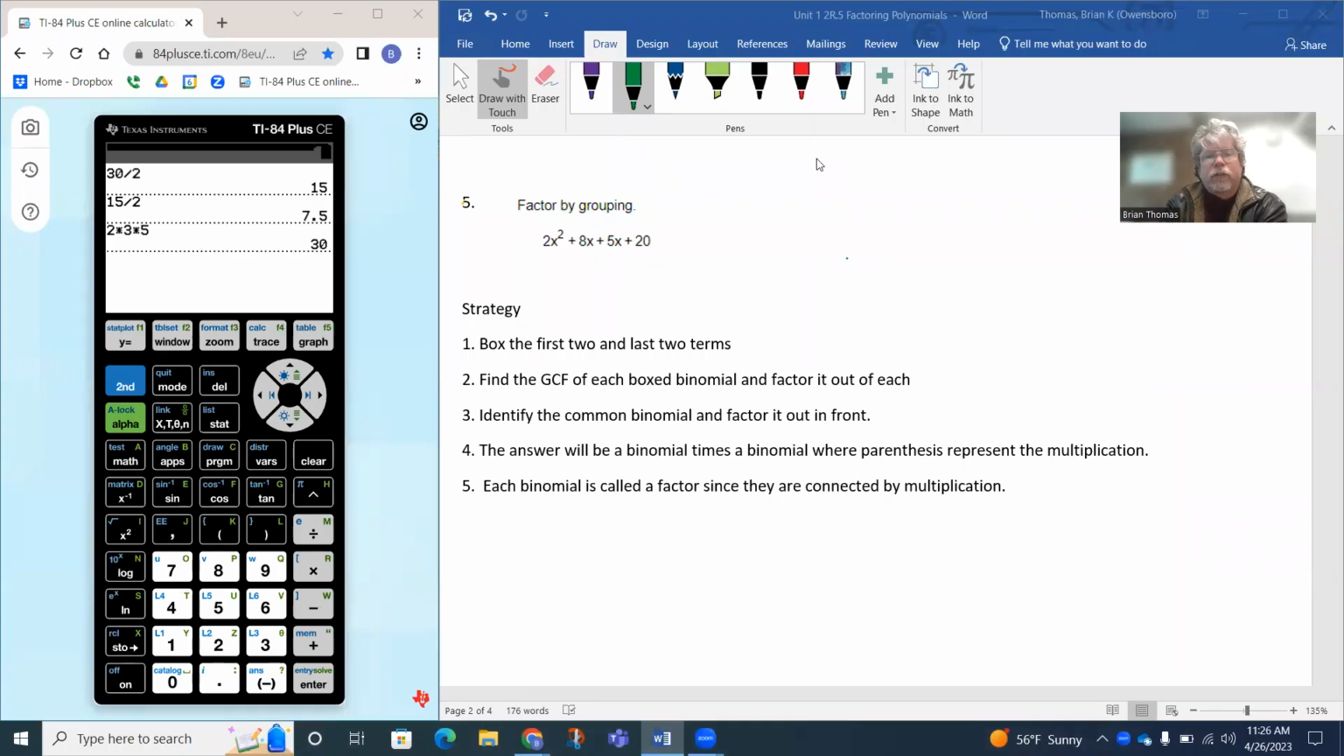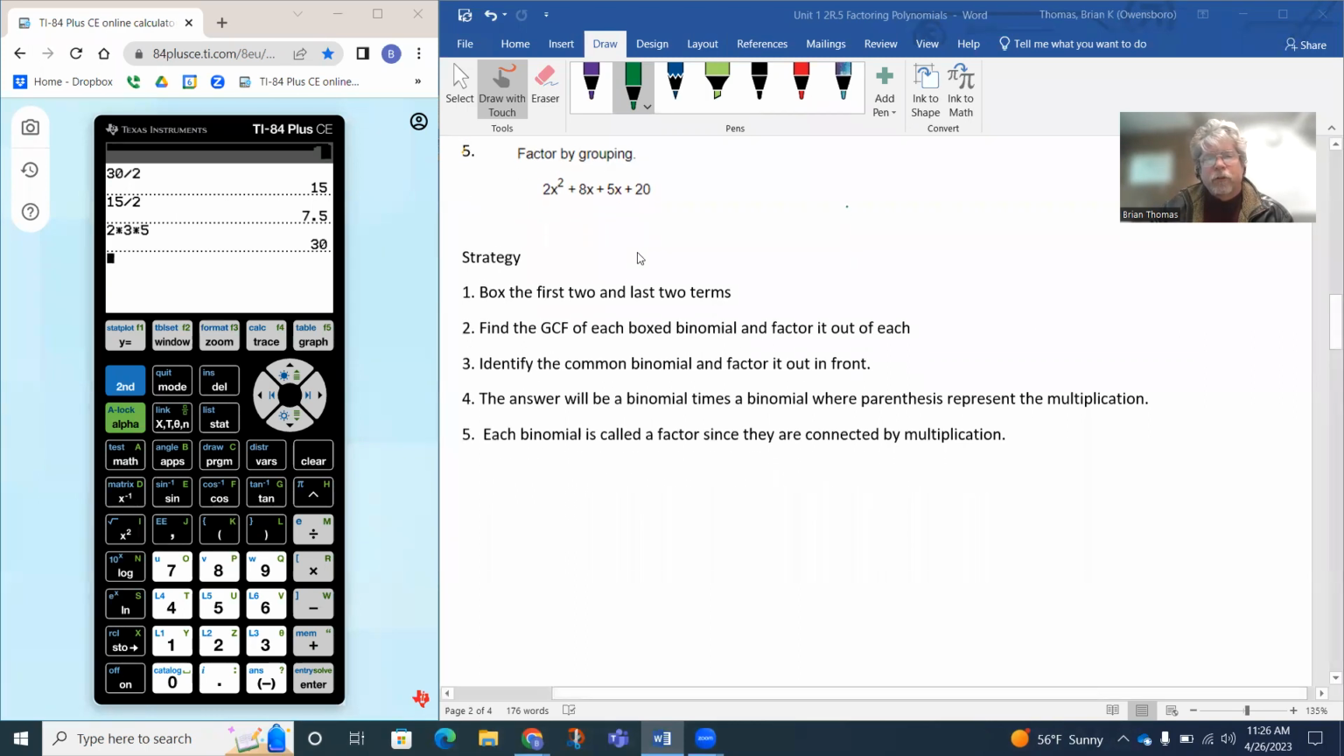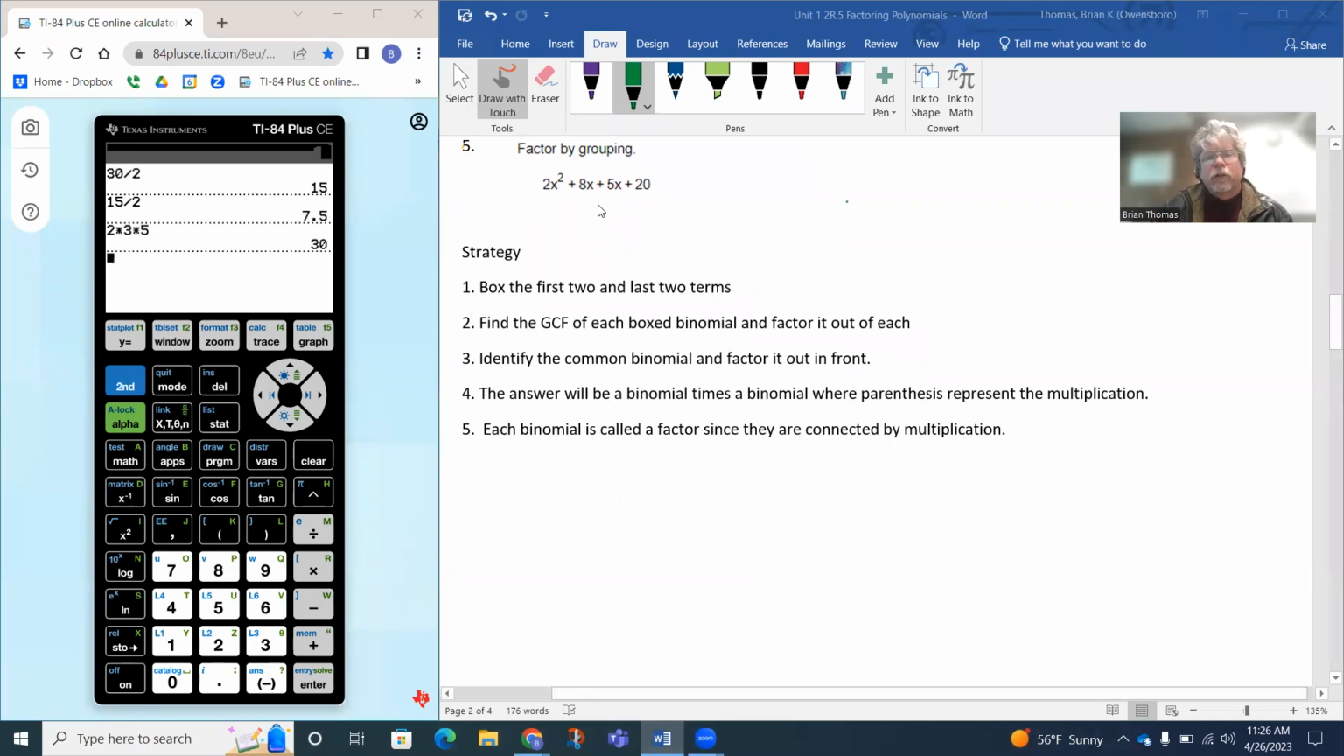So question 5 says factor by grouping. We use this when we have four terms present. So we have a 2x squared plus an 8x plus a 5x plus a 20. I'm going to rewrite this problem down here: this 2x squared plus this 8x plus this 5x plus this 20.